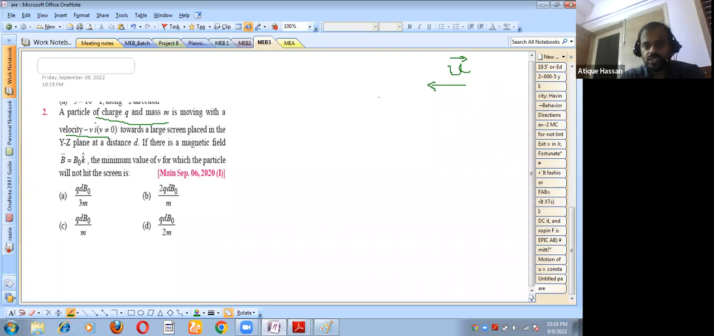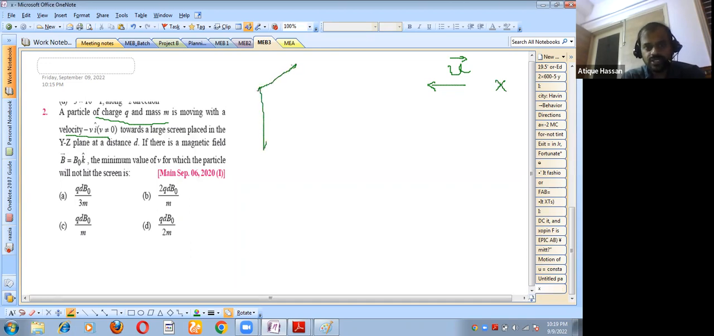So suppose this one is the x direction, so the YZ plane will be like this, obviously. There is a screen in the YZ plane, not in the XY plane, at a distance D. So suppose this distance is D.